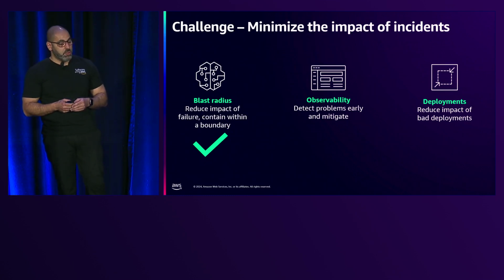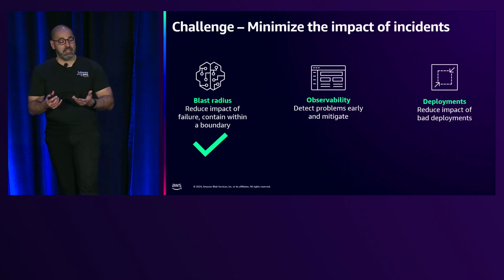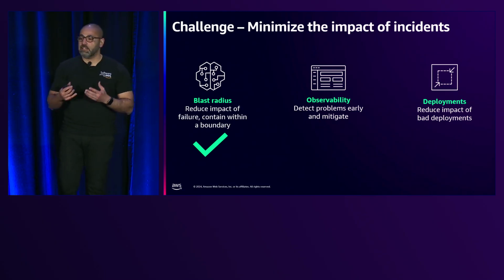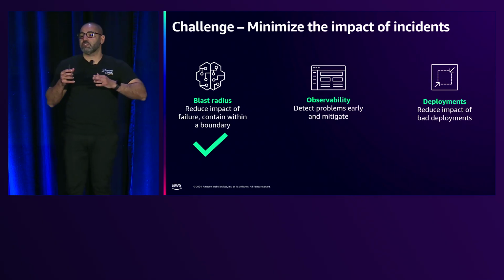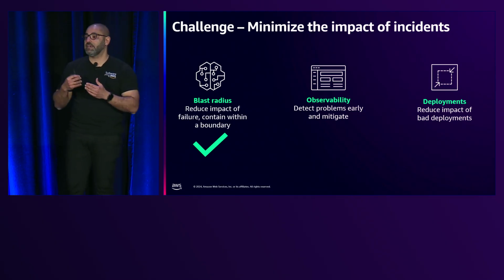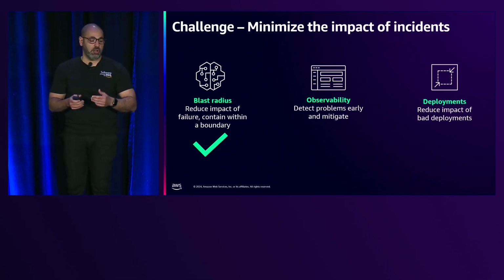So we talked about, coming back to the challenge, we want to minimize the impact of incidents. And cell architecture gives us a way to reduce the blast radius by creating smaller boundaries, right? And copying our applications within each of those boundaries that we call cells.